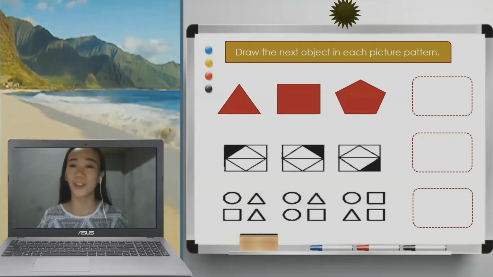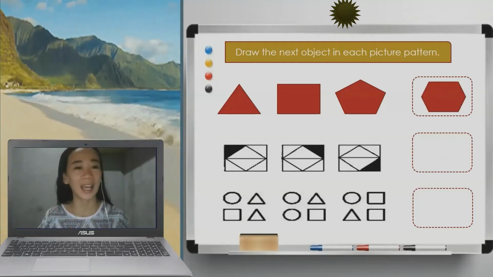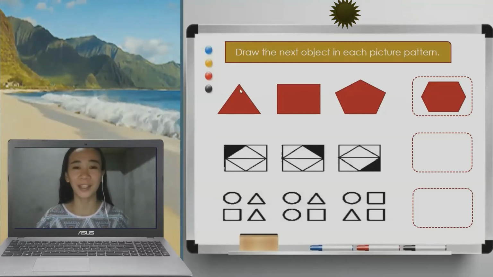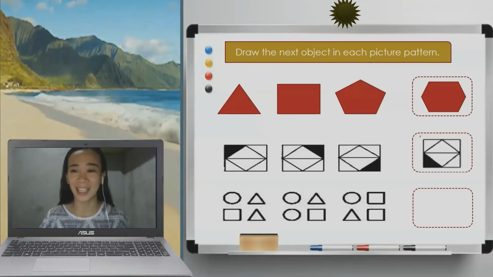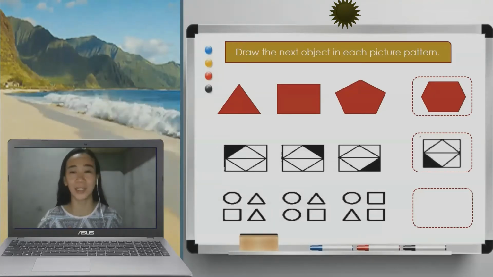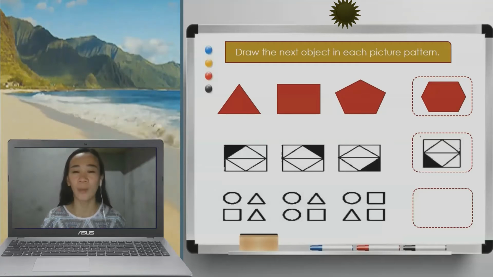Great going, Guadans! For the first one, it's a hexagon because here we have 3 sides, 4 sides, 5 sides, and then the next will be 6 sides. For this one, the shaded part is here, and then here, and here. So, the next pattern would be, marvelous, Guadans, it is this one because the shaded region is moving in clockwise motion. How about this one? What do you think is the next pattern for this one? This will be your assignment, to find the next pattern for the last one.